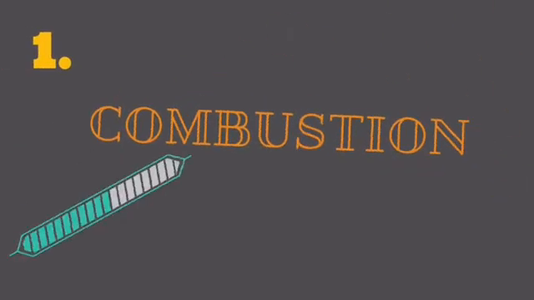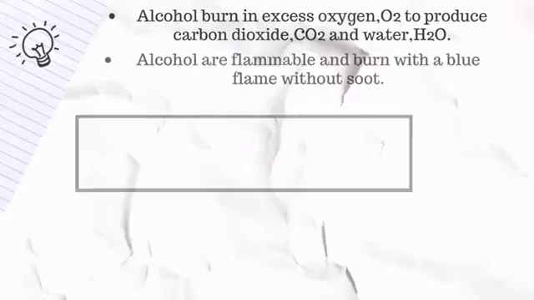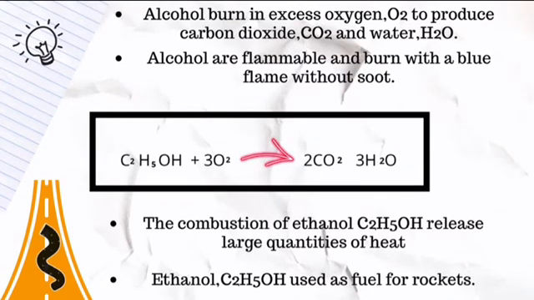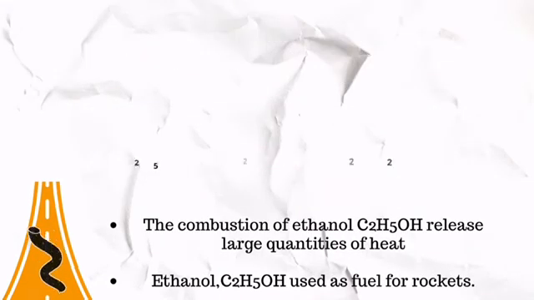So, for the first chemical property of alcohol, we have the combustion reaction. Alcohol burns in excess oxygen gas to produce carbon dioxide and water. Alcohols are flammable and burn with a blue flame without soot. This is one example of combustion of alcohol, for methanol. Methanol burns in excess oxygen to produce carbon dioxide and water. The combustion of ethanol releases a large amount of heat. Usually, ethanol is used as fuel for rockets.